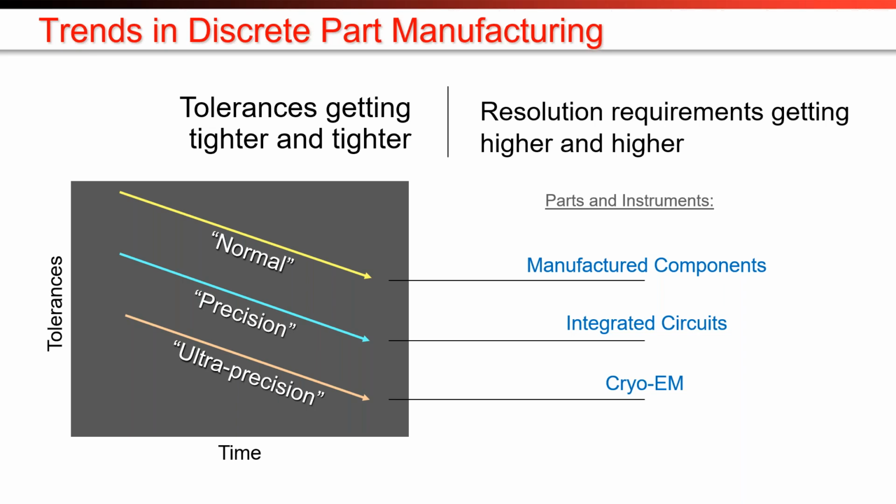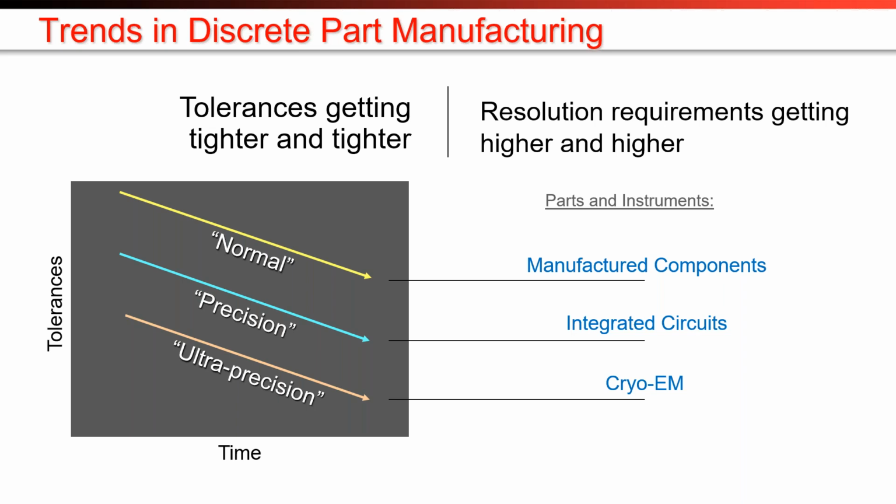So driving all this, there's this very broad, decades-long trend in discrete part manufacturing, the manufacturing of any part, whether it's normal scale or precision or ultra precision or beyond that. What happens is that as time goes on, the tolerances on these parts get tighter and tighter, and the corresponding resolution for imaging type equipment gets higher and higher.